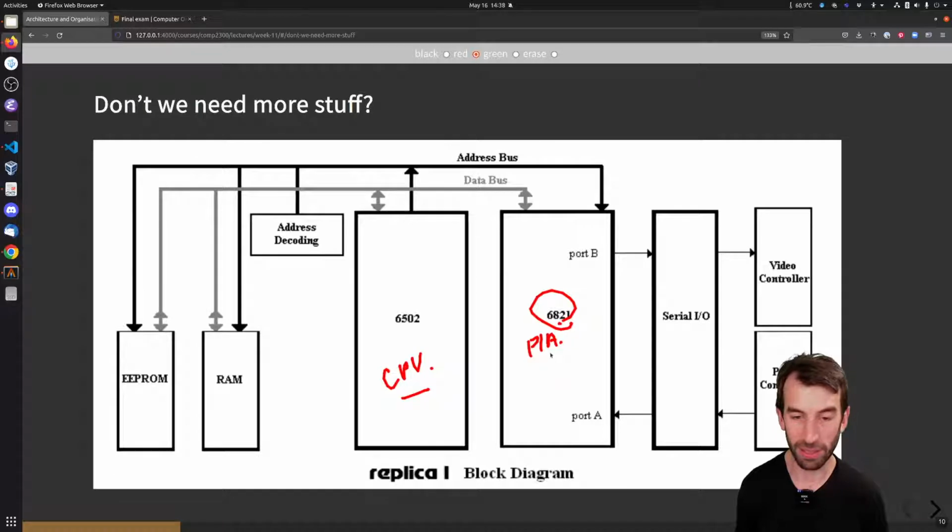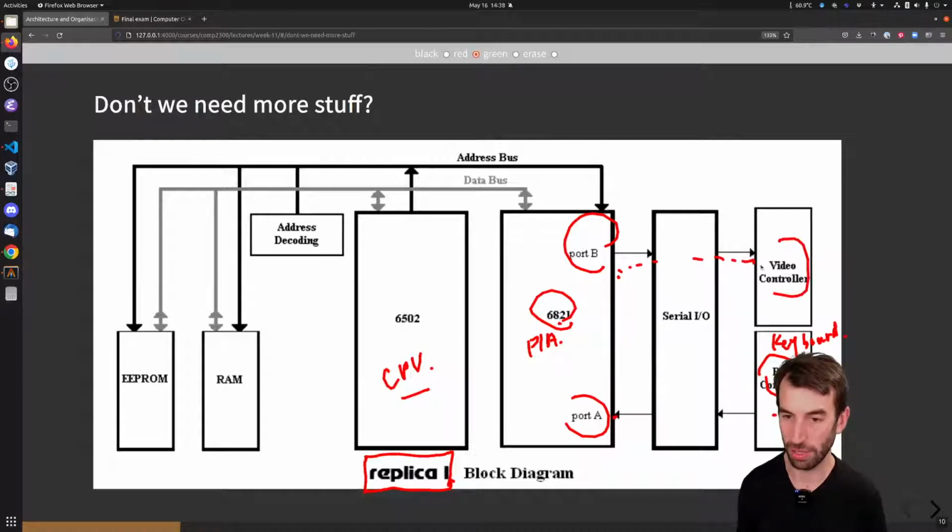The PIA, the interface chip, has 2 ports, and in this instance, that's what the name of this computer, Replica 1, refers to. This computer has 2 ports, and one of them is going to be an input from a keyboard. PS2 is a kind of keyboard port, and the other port is output to a video controller. So this Replica 1 has a little yellow video connector to connect to a TV.